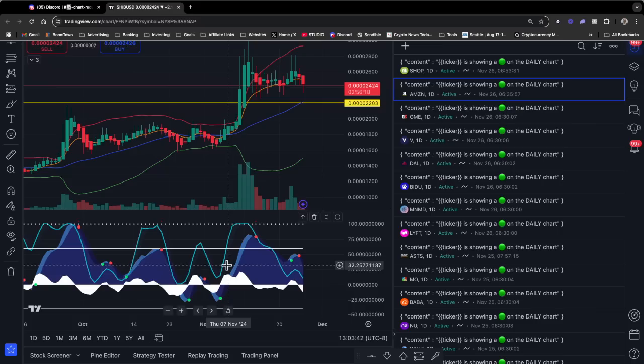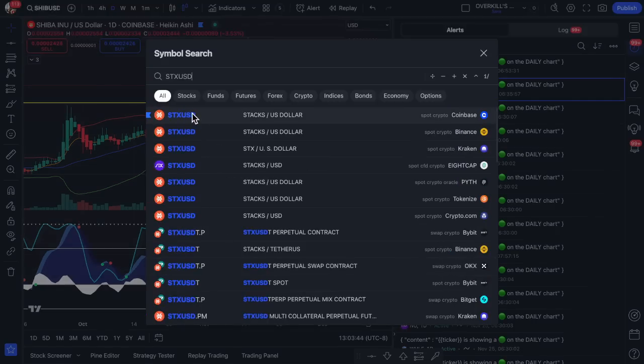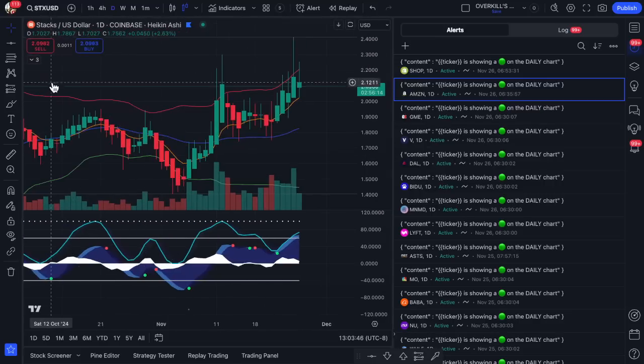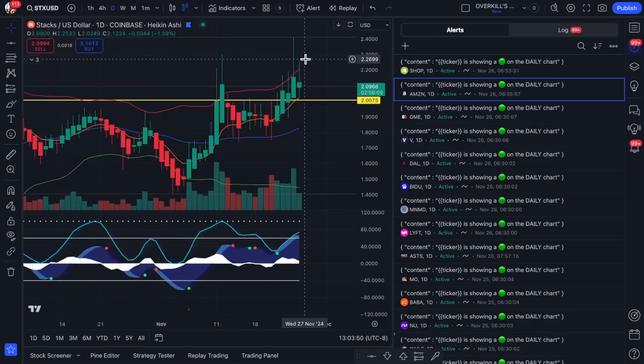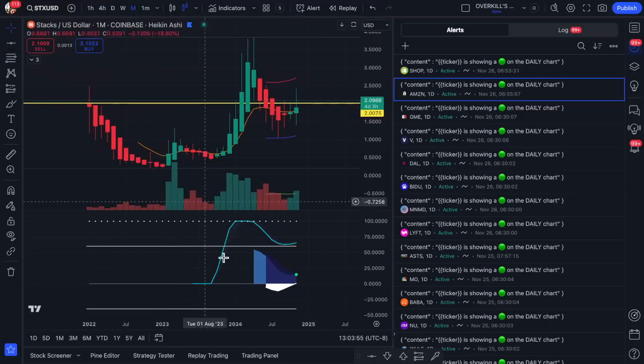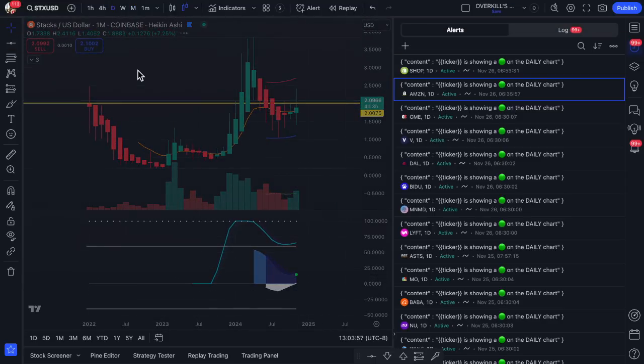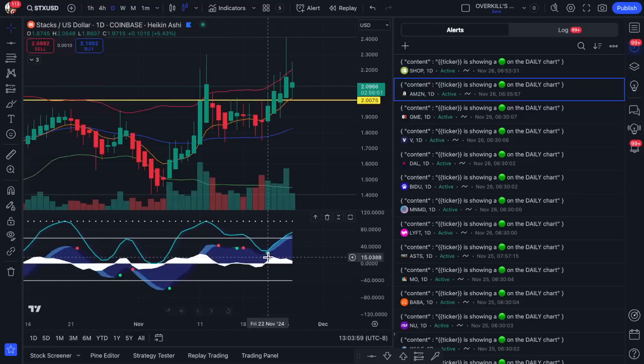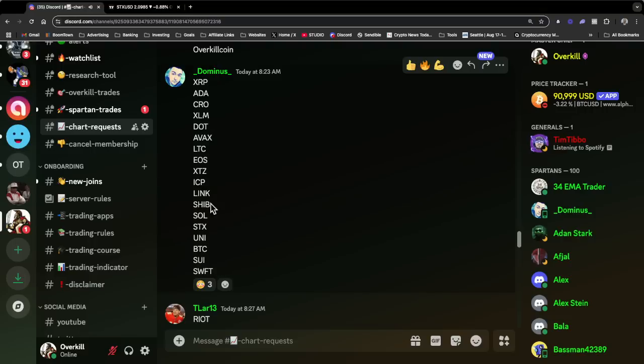SOL, we covered. STX. STX is also green still. Stop loss on that one's going to be $2. Monthly chart is showing a green dot. Looks good. And you can see the last green dot came right there at about $1.90. It shot all the way up to $2.40. So make sure $2 holds on STX there.